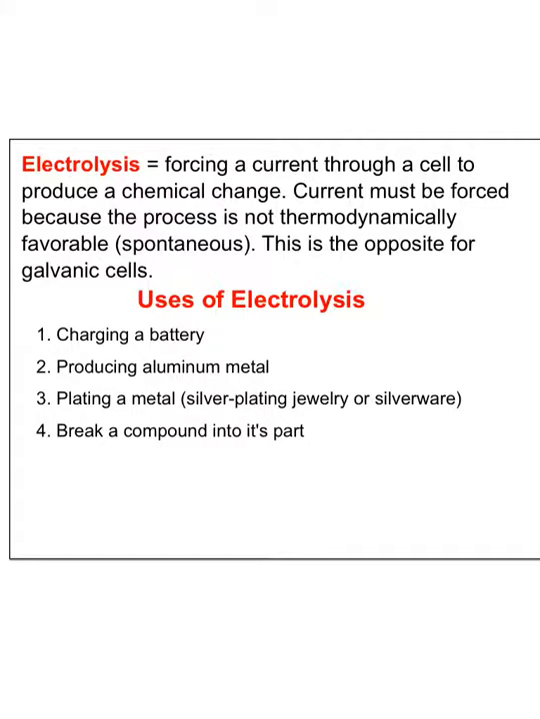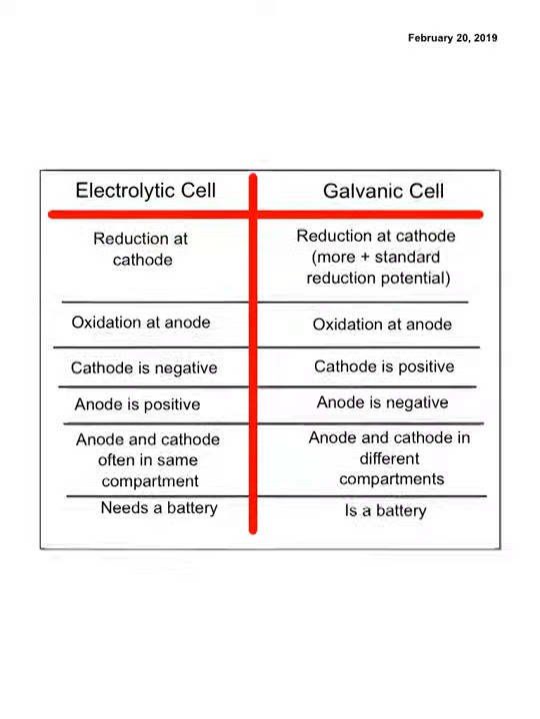So why would we want to do this? Well, if I have a dead battery, I might want to charge that battery. Creating aluminum metal, we use aluminum every day. The production of aluminum uses electrolysis. Making jewelry or silverware, so getting that nice shiny silver coating, but not pure silver, so a little cheaper option. And sometimes we want to split compounds into its parts.